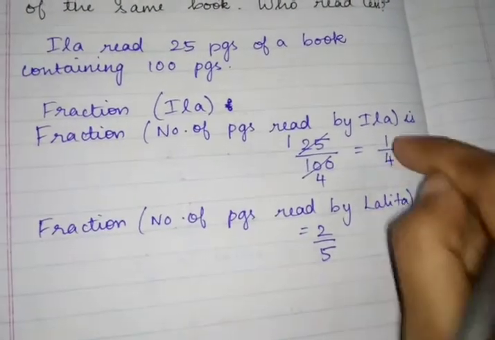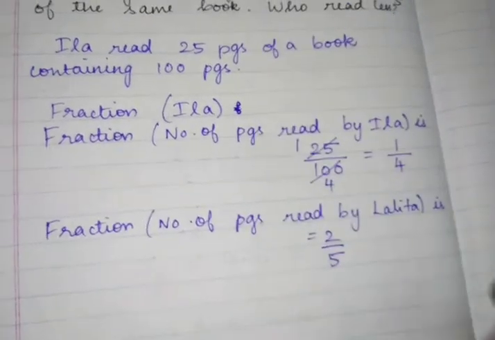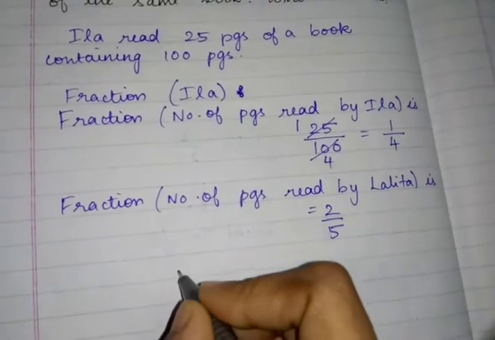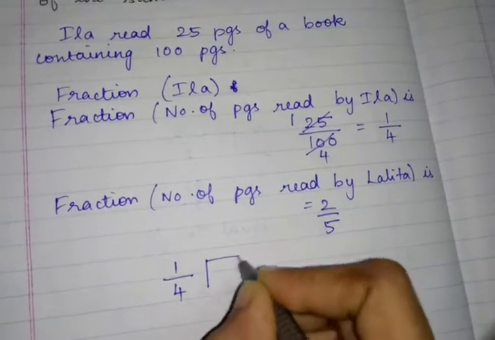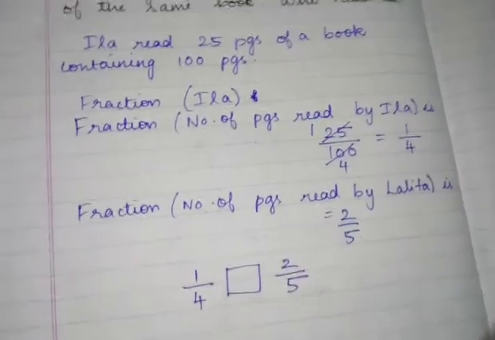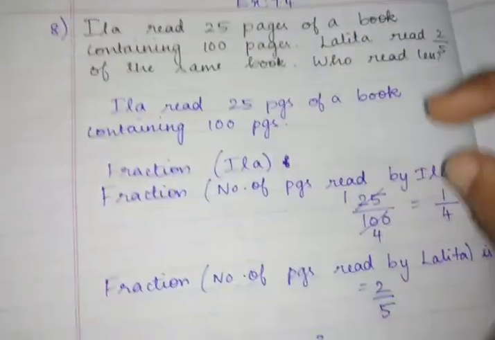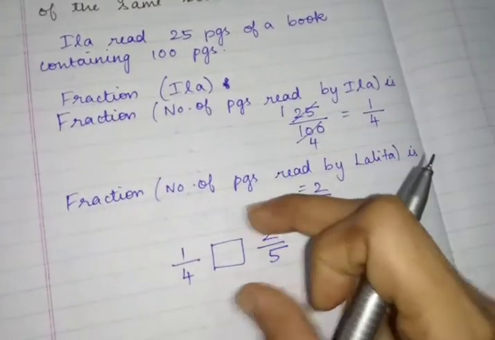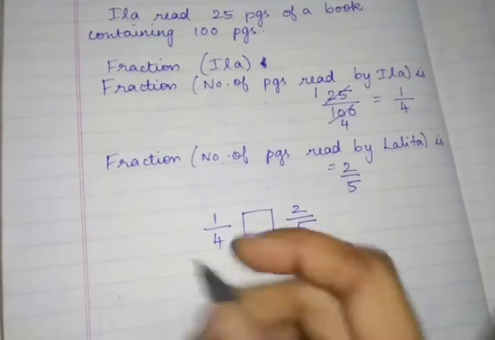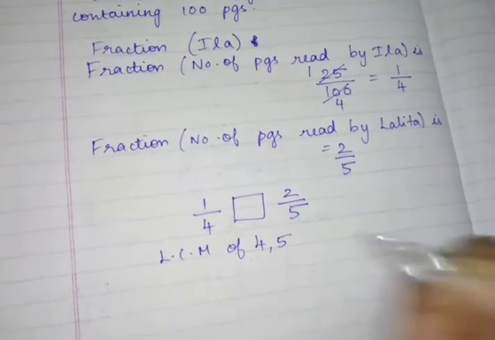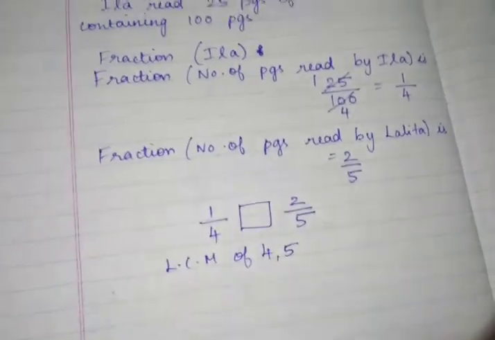Now we have to compare both the fractions, so you will get an idea who has read less. So I am going to compare Ila's fraction and Lalita's fraction. Understood? I am converting this statement into a fraction, and the other is already given as a fraction. Now I am going to compare both. LCM of 4, 5. Why am I taking the LCM? In order to compare, I have to take the LCM.